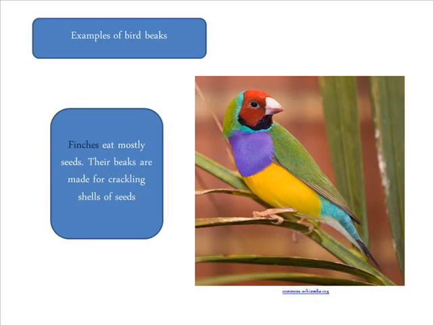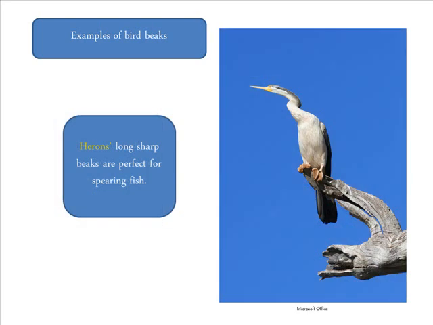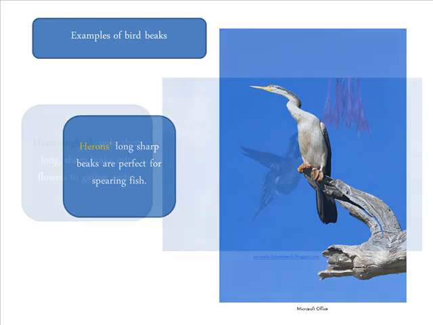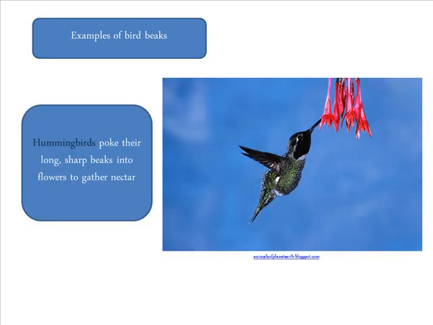Finches eat mostly seeds. Their tough-looking beaks are perfect for cracking the shells of seeds. Look at the heron's long, sharp beak. It's perfect for spearing fish. Hummingbirds poke their long, sharp beaks into flowers to gather nectar. Each of these three birds have a different type of beak based on their environment.